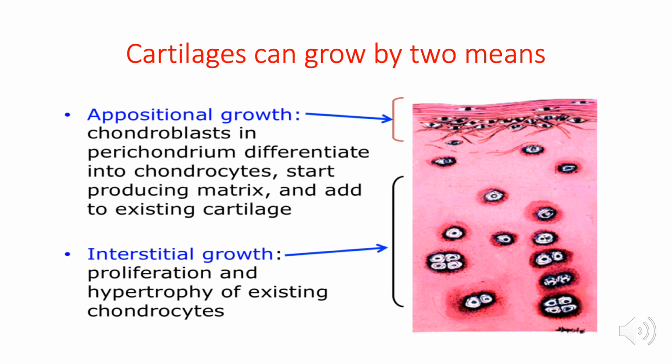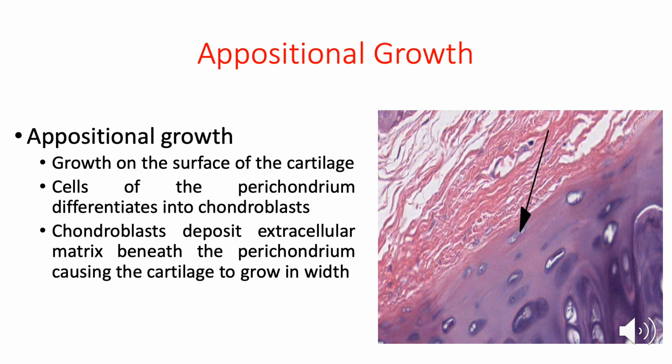Before I proceed with discussing the other two types of cartilage, I have to mention how cartilage grows. And they grow by two means. We have the appositional and interstitial growth. Appositional growth is the growth on the surface of the cartilage. And when you say surface of the cartilage, we're referring to the perichondrium.